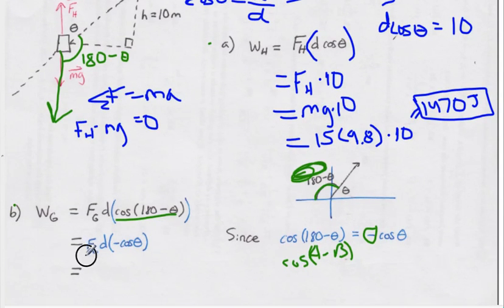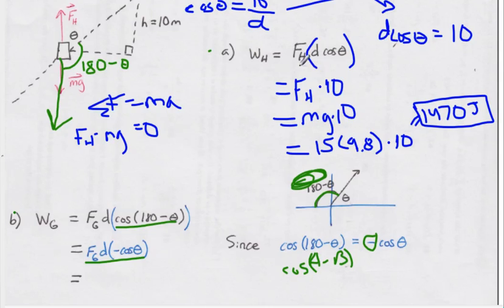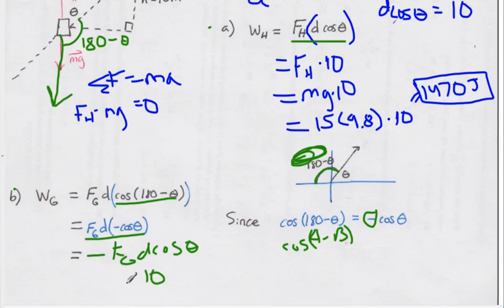Now if you look at this part right here and compare it to what we had before, doesn't that look almost identical? You've got a minus, so let's take the minus out in front. So you've got minus Fg d cosine of theta, and then you say, oh my gosh, didn't we know d cosine of theta already? This is the theta from up here, so that part's just 10. And what is Fg? Wasn't that just the force of gravity, the same thing we had right here? So that's negative mg times 10.